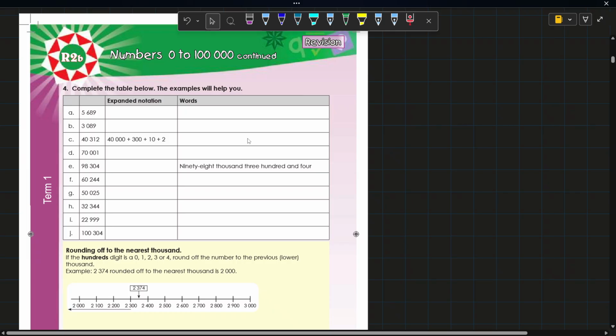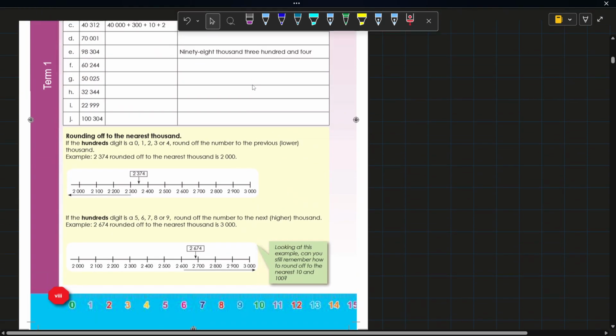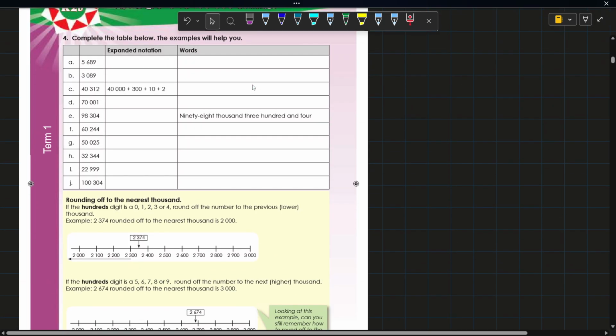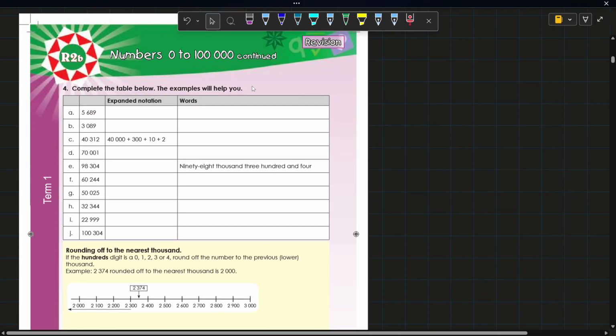This is numbers 0 to 100,000 continued. Let's see, what can we do here? Complete the table below. The examples will help you. We've got the examples in C on how to fill this column. And then in E, we've got the examples on how to fill up this column. So this is the number. We write them in expanded notation, and then we write it in words.